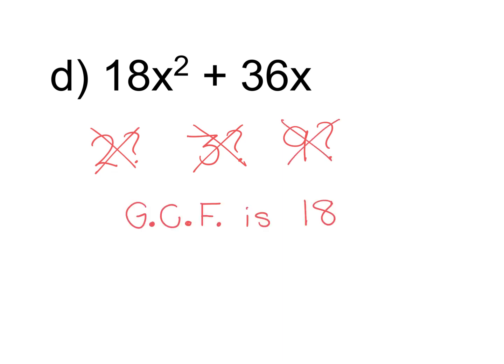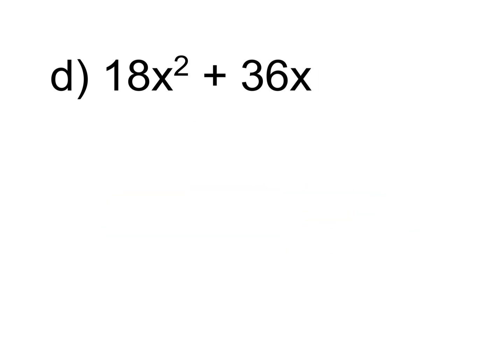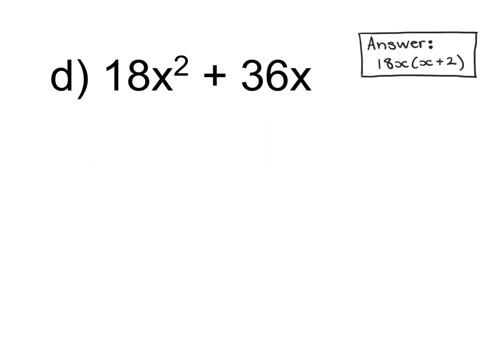18 can actually be divided by both of them. And because both of them have an x, x would be part of the greatest common factor. So really, 18x is your greatest common factor. So you would do 18x, and then draw a bracket, and divide this by 18x, which would come to plain x. And the second term, you would divide by 18x, and that would come to positive 2. So that would be the proper method. So I'm just going to put that correct answer on the right-hand side.